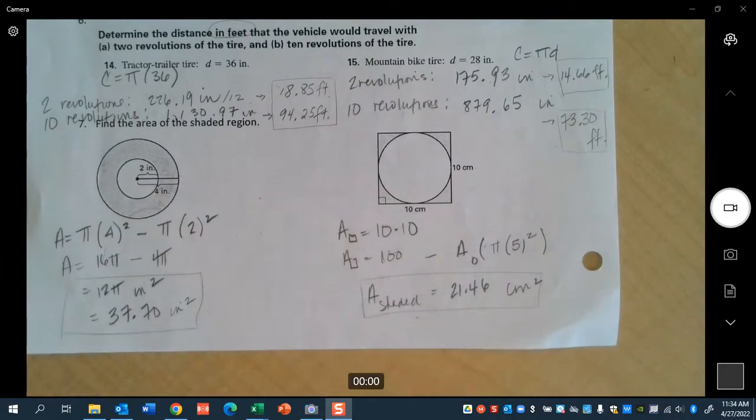Finding the area, I found the area of the big circle minus the circle inside. Area of the square minus the area of the circle inside. You okay with that?